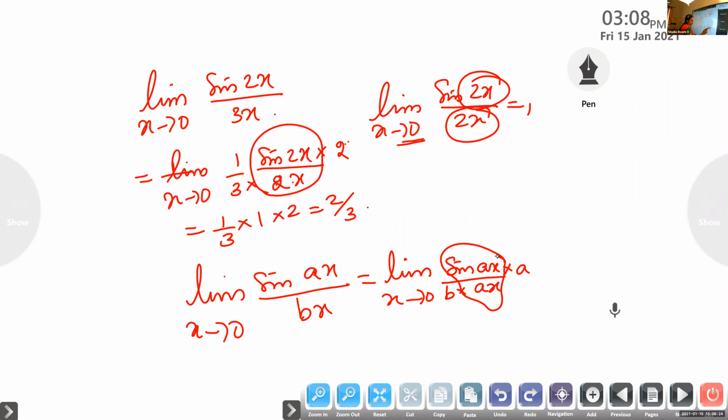Limit sin theta by theta as theta tends to 0 is 1. So we can write this as 1 by b into 1 into a. So it takes the form a by b. Naureen, is it okay? Yes, ma'am.